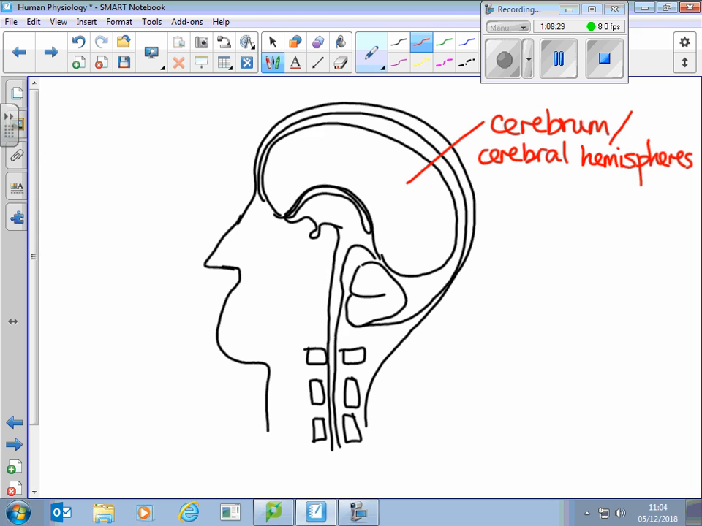There are some bits where you get crossovers. For example, with the eyes, you get information from each eye going to each side. A few fibres cross so that both eyes are sending information to both sides of the brain.